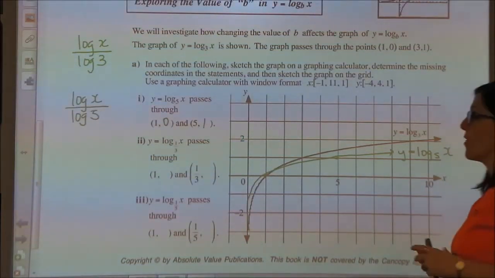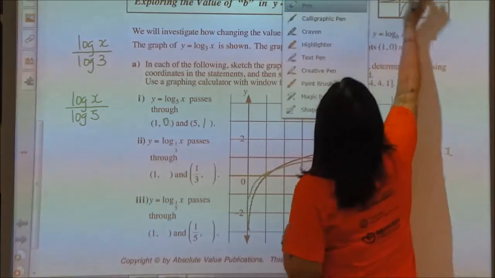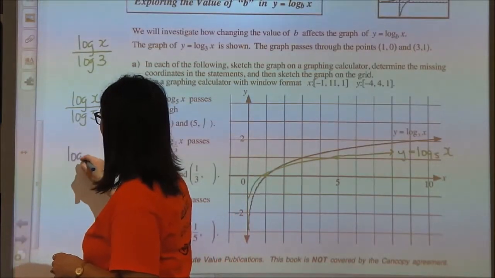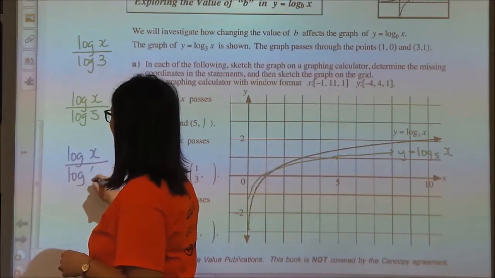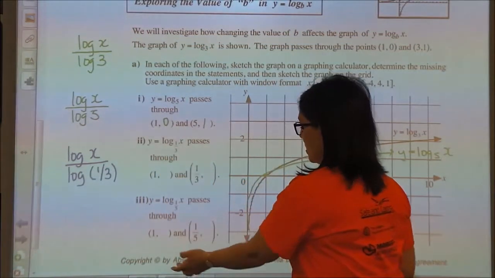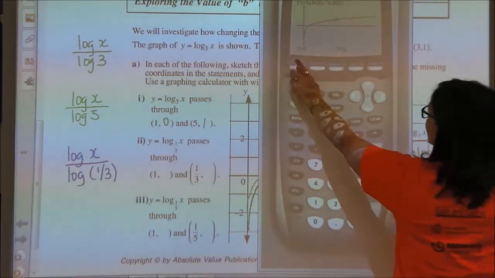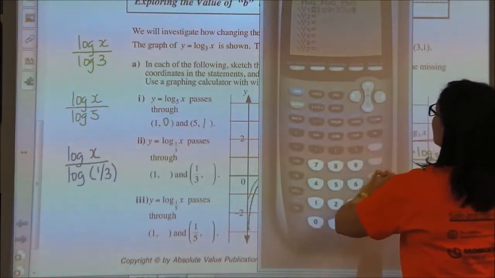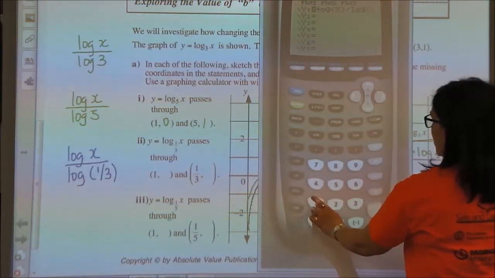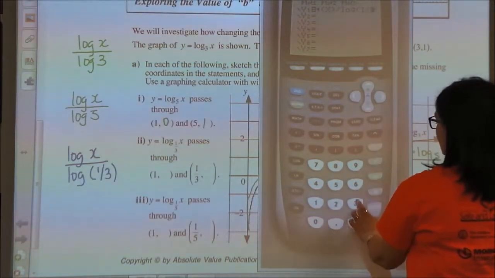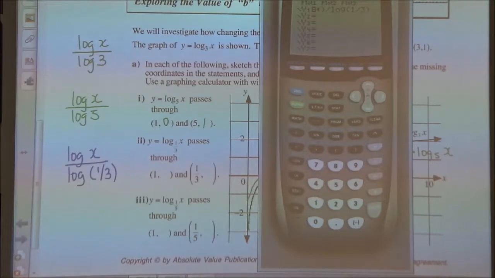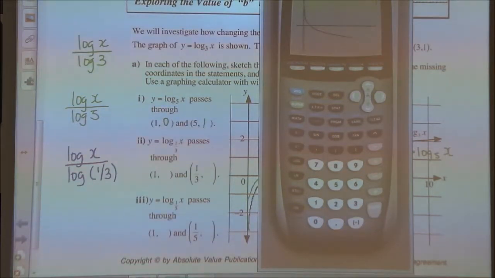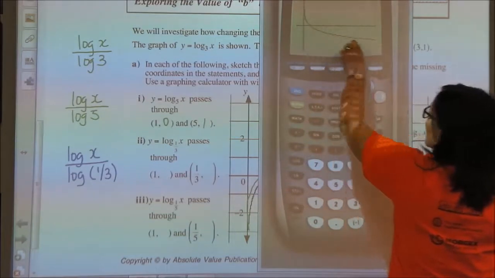So now if I look at log base 1/3 of x, I'll use a different color. For this one I get log x divided by log 1/3. That would be this equation. So if we go back to our calculator, y equals, clear that out, log x divided by log 1/3. So there's my log x divided by log 1/3. Press graph. My graph goes in the other direction. Instead of starting small and getting big, it starts big and gets small.